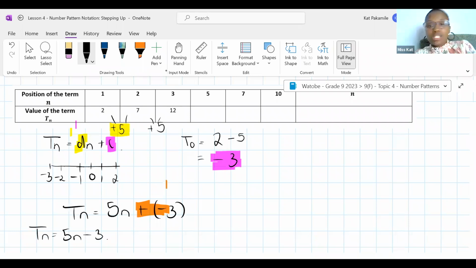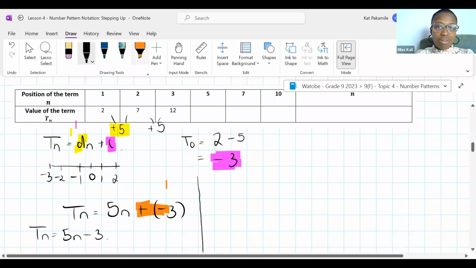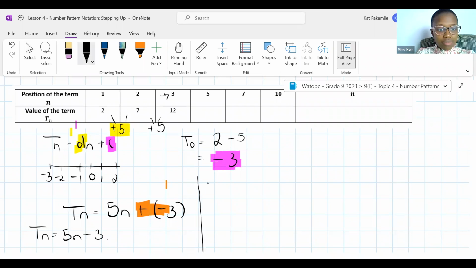This took like 1 minute. This is so quick. Okay, so now let's test it. I always say to you, check your answers. Let's test it with T3. So much quicker and easier, right? So let's test it with T3.